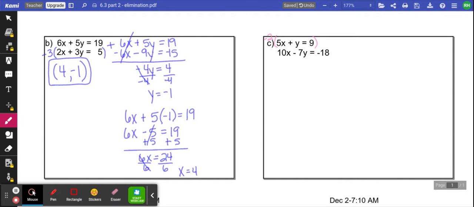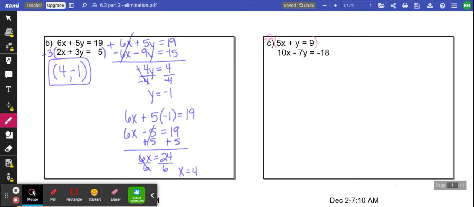So that would work. Now, if you didn't like that or you didn't see that, I also see here that the y's are already opposite signs. This one's a positive on top and a negative on the bottom. So all I would have to do to make y become 7y is multiply it by 7. So I could do that too. Either way you choose, you should get the exact same answer, so it shouldn't matter.